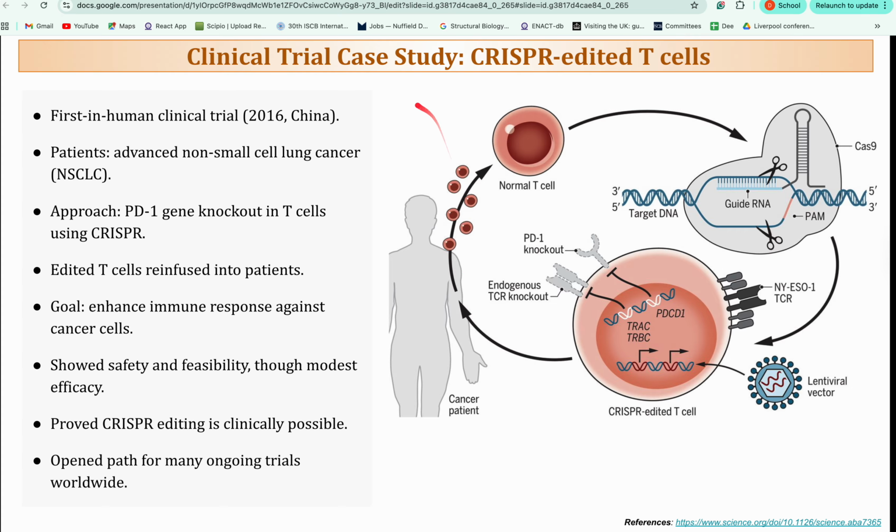So this is the clinical trial case study in which it was observed that CRISPR editing is clinically possible. We can clinically perform the knockout of particular genes using the CRISPR technique, and we can also insert that CRISPR edited T cell with the help of lentiviral vector delivery system, which we can use to insert back into the cancer patients.